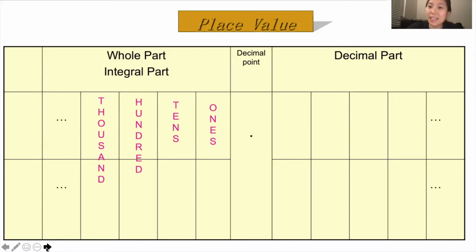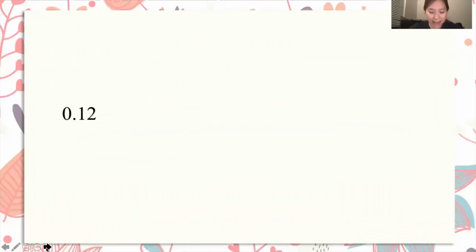Let's see the decimal number part. The first place after the decimal point is the tenths place. And then we have the hundredths place, the thousandths place, and we will have more, such as the ten-thousandths place. In today's lesson, we are going to learn how to compare decimals by using visual models. Before we get started, we need to know how to use visual models to express decimal numbers. So the best way to learn it is to jump right in.